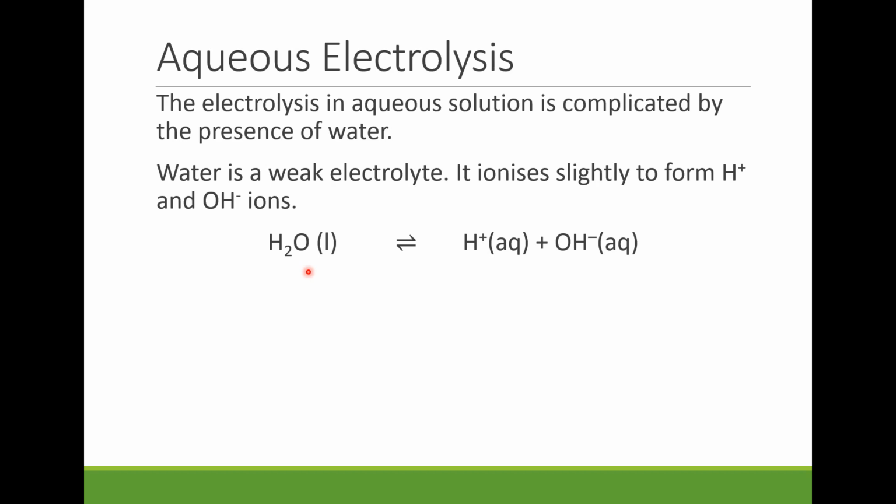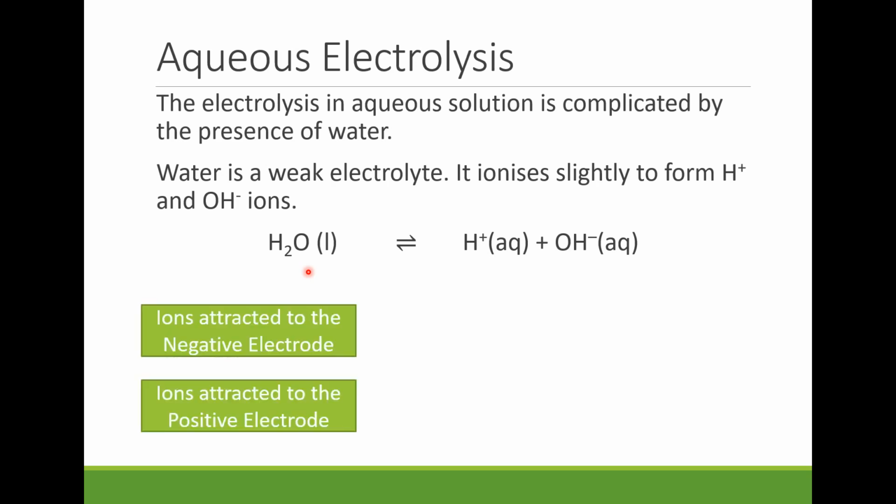And that's important because if I've got an ionic solution like sodium chloride, I've now got 4 ions present. I've got the ions from the ionic compound, the sodium ions and the chloride ions, but I've also got hydrogen ions, H+, and hydroxide ions, OH-. So that's going to complicate things a little bit.